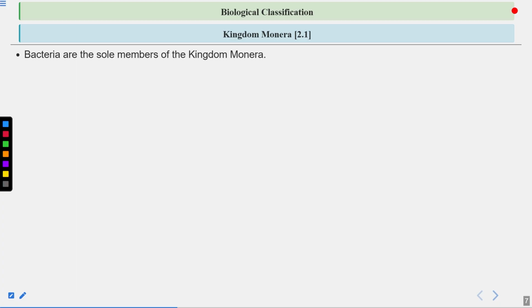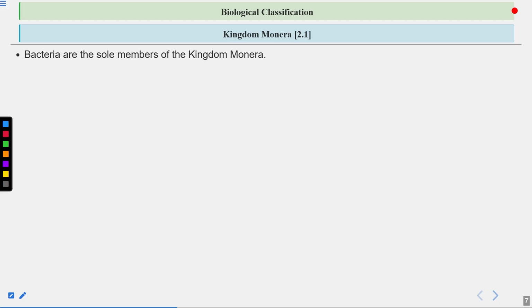Archaea included all the single-celled prokaryotic organisms. Okay, bacteria included the true bacteria. The archaea included the bacteria which lived in extreme environments. Okay, that's why the name archaea. Archaea included all the single-celled prokaryotes, and these live in extreme environments, so they are known as extremophiles.